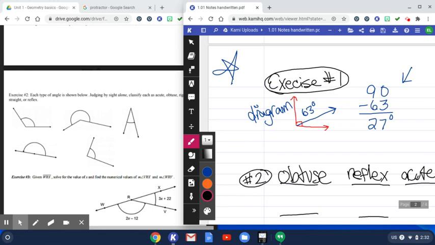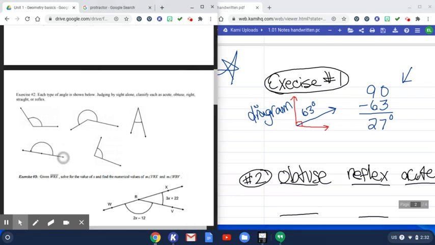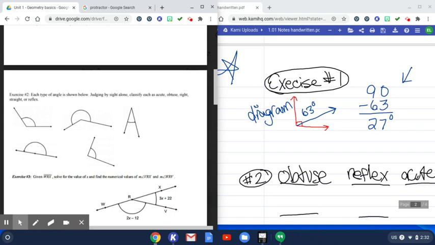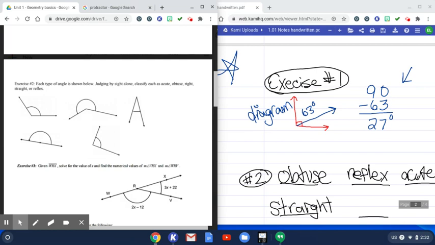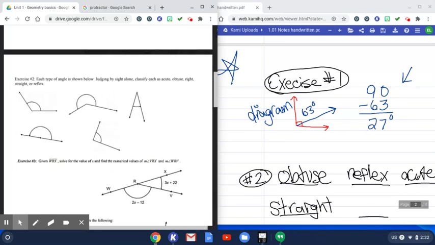Sorry about that. The next one is going to be a straight. That looks pretty much like a straight line to me. So I'm going to assume it to be a straight angle. And the last one looks pretty much like a corner. So I'm going to say that that's the right angle.